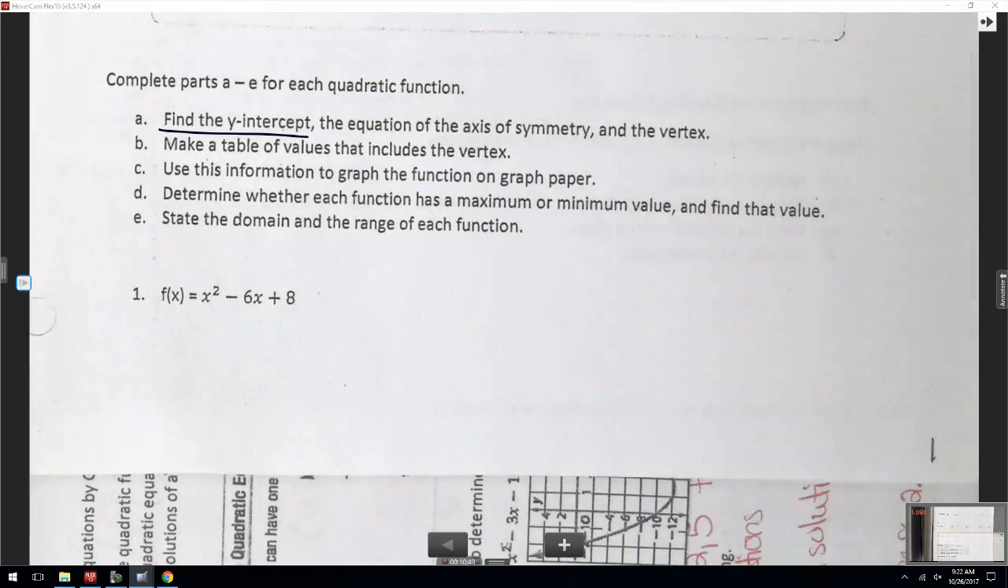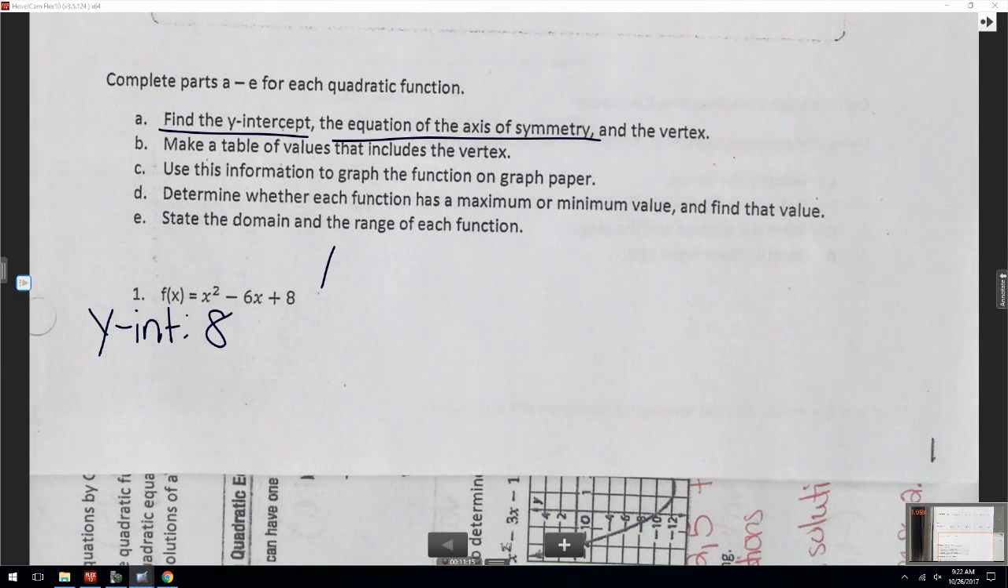Y'all okay? All right, here we go. Y-intercept is always that constant. What's that constant in the back without a letter? How much? 8. So you write y-intercept is 8. Are we okay so far with that one? All right, what's the next thing in part A it tells us to do? There you go. All right, what was that equation? Here we go. What was it? Negative b over 2a. There you go.